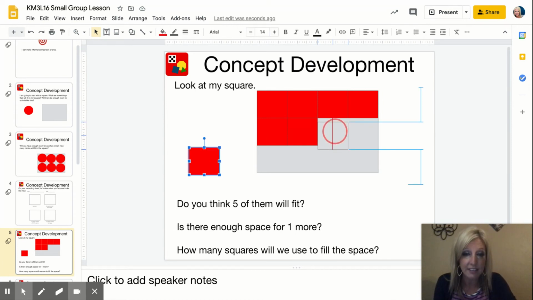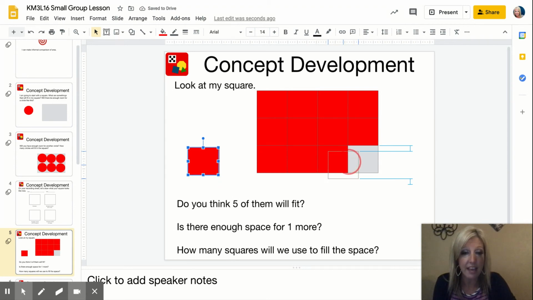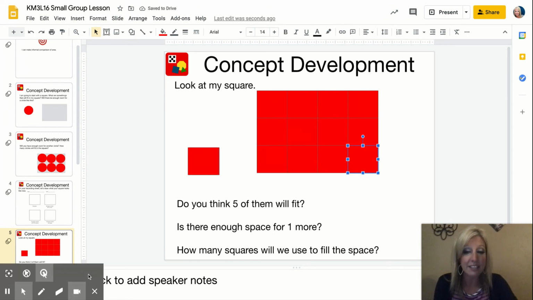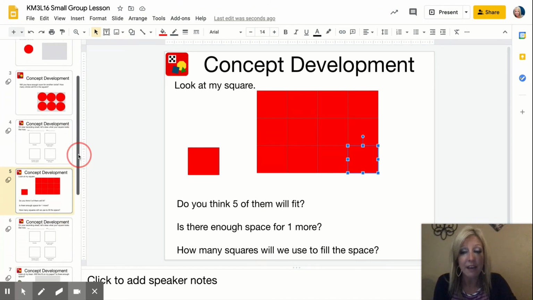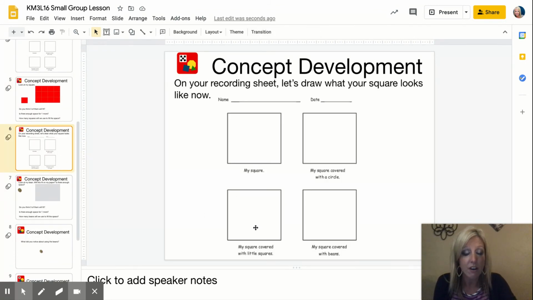7, 8, 9, 10, 11, 12. So the area of this square using our square tiles is how many? It's 12. Very good. Go ahead and draw in your 12 squares on your recording sheet.